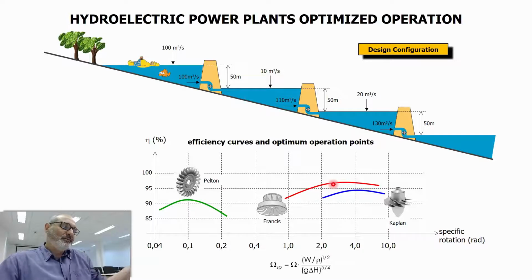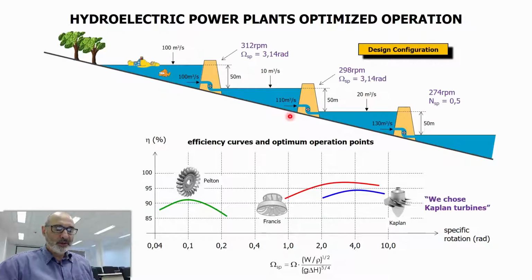So that's our market. Let's say we have to choose a kind of turbine. When we calculate the specific rotations for the data that we have, this height, this flow rate, and so on, we get these results in terms of specific rotation: 3.14 and 0.4. So we're going to choose a Kaplan turbine. 3.14 is something around here. We could choose Francis, but I'm going to choose Kaplan.